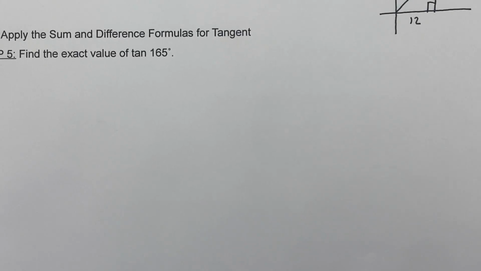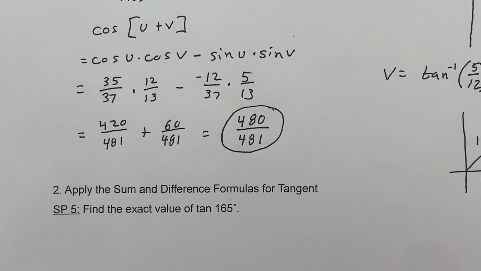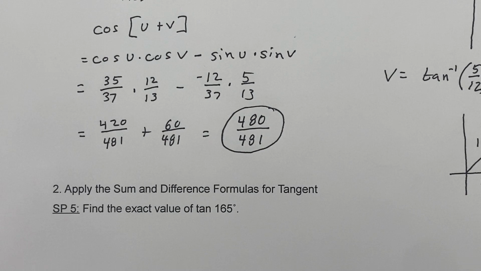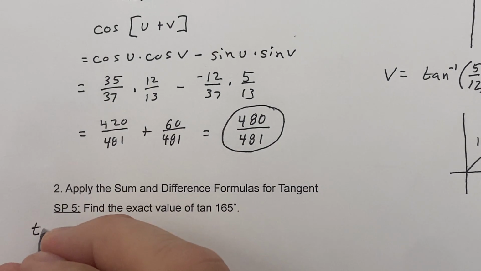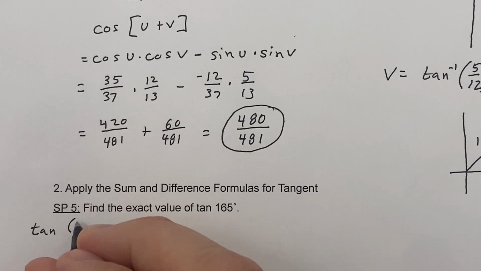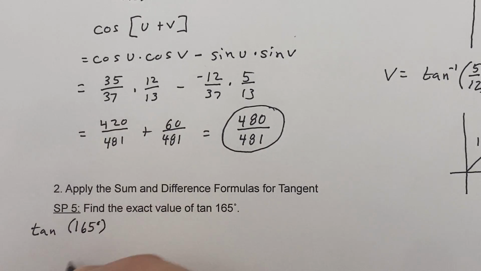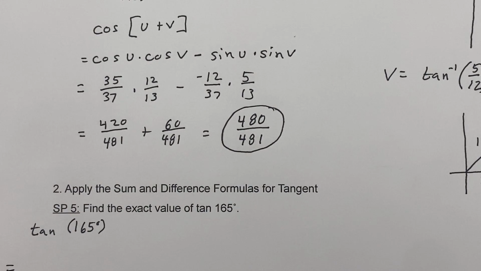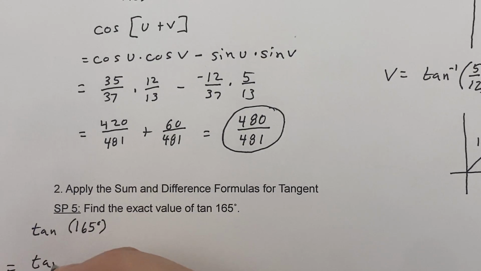Let's do a tangent one. We've done a lot of sine and cosine, so let's do one with tangent. Find the exact value of tangent of 165. Again, it would be nice if 165 was on our unit circle, but it's not. So we're going to use these sum or difference formulas to come up with that. We're actually going to do a difference one here. Again, there are probably multiple different combinations, but let's do a difference one.